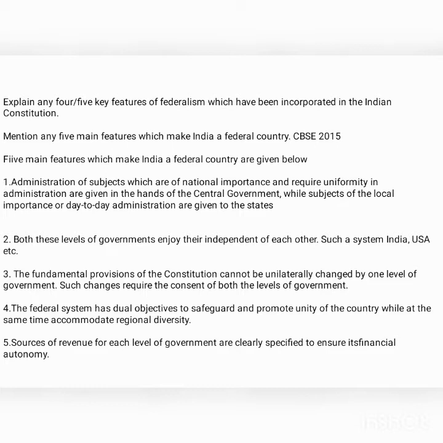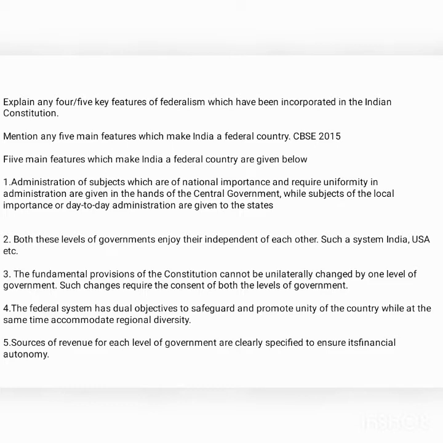The federal system has dual objectives: to safeguard and promote the unity of the country, while at the same time accommodating regional diversity. That is a speciality. First and foremost priority is to promote the unity and the integrity of the nation. At the same time, the federal system has also accommodated the regional diversities.